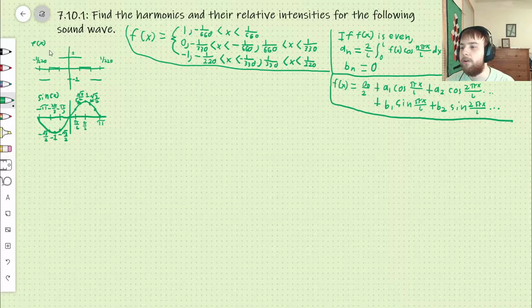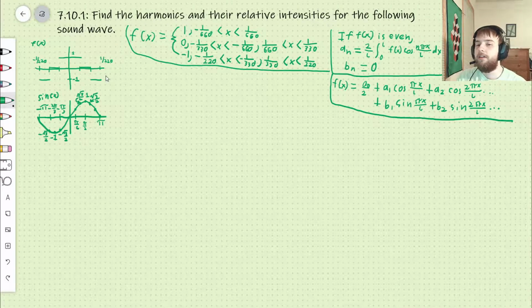So x is in seconds, and from negative 1/220th of a second to negative 1/330th of a second, it's at -1. On this next interval, it's 0, and then on this interval, it's 1, 0, and then -1 again. And then it keeps on repeating. So the next part would be it continues on like that, and then goes up here. You know, it's a periodic function.